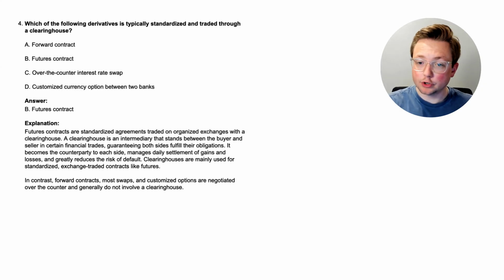So it turns out futures contracts typically go through clearinghouses. So what does that mean? Let's go through this. Futures contracts are standardized agreements traded on organized exchanges with a clearinghouse. A clearinghouse is an intermediary that stands between the buyer and seller in certain financial trades, guaranteeing both sides fulfill their obligations. It becomes the counterparty to each side, manages daily settlement of gains and losses, and greatly reduces the risk of default. So again, clearinghouse is kind of like the middleman.